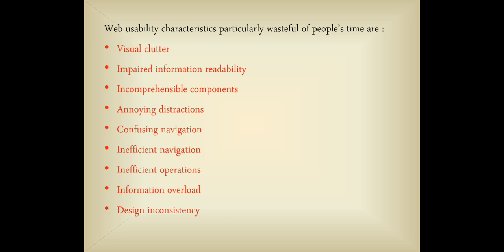The next characteristic is outdated or undated information. Outdated or undated information usually destroys the site's credibility in the minds of many users, and therefore the website or interface will be considered useless. A useless site is not very usable. So all these things are connected to the usability characteristics.